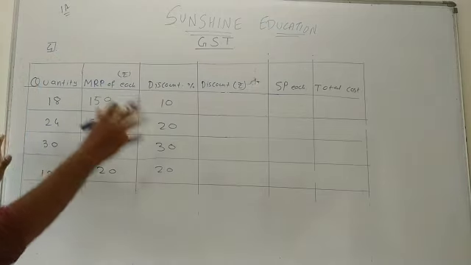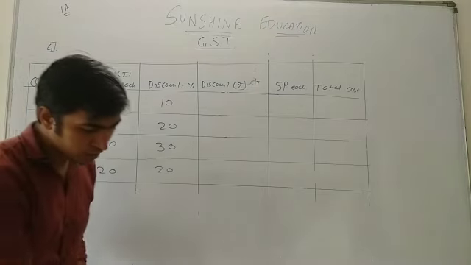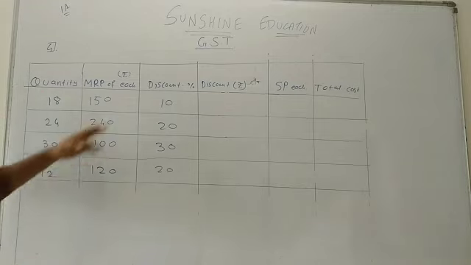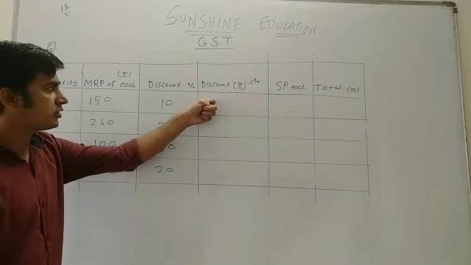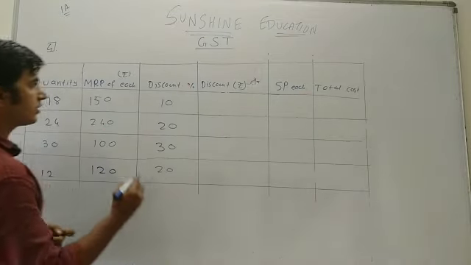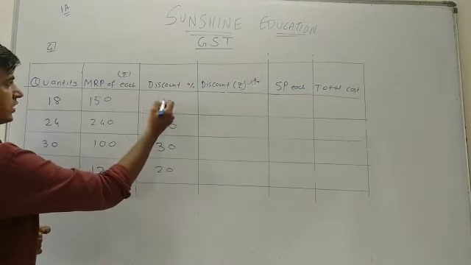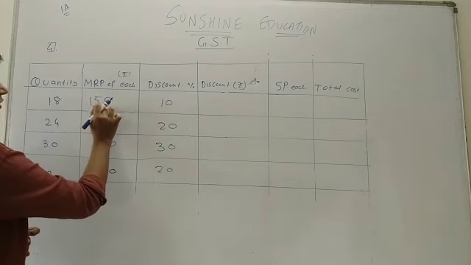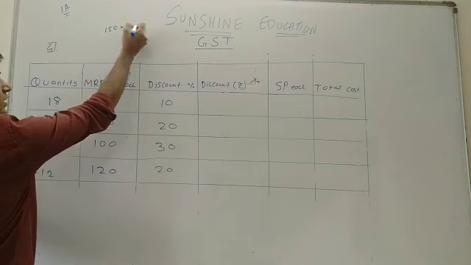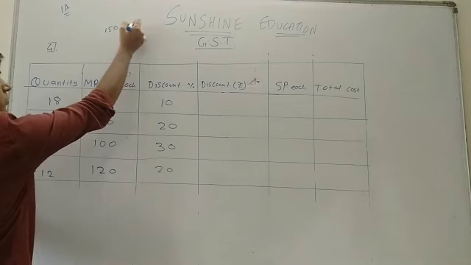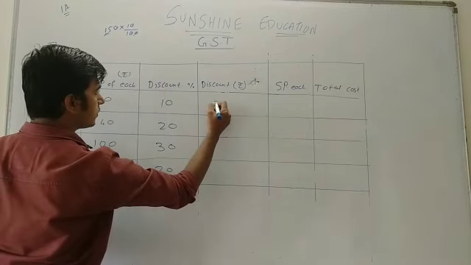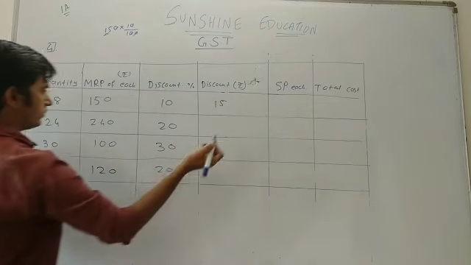You can see the table I have drawn, and we have given the quantities, MRP of each, and discount. The rest of the table is discount in rupees, selling price of each, and total cost. Let's see. The discount is 10% of this 150. So 150 into 10 upon 100 is 15 rupees for each. So the discount is rupees 15.